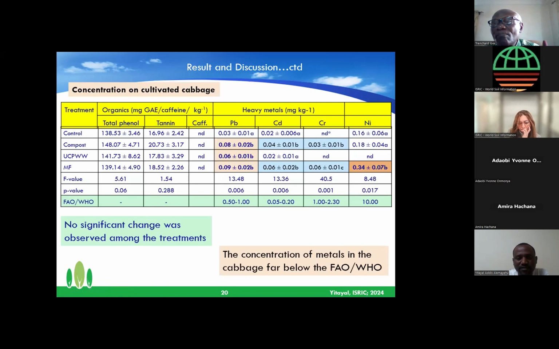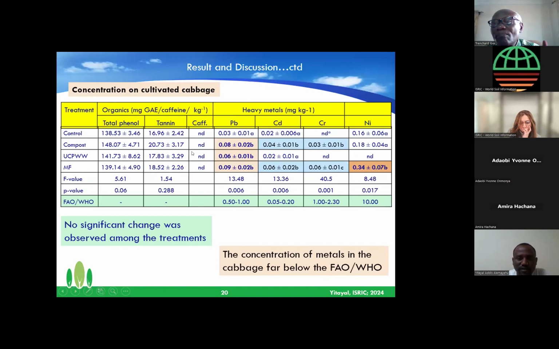So the concentration in the plant case: for the metals, nickel is higher in the plants produced using mineral fertilizers than in the others.